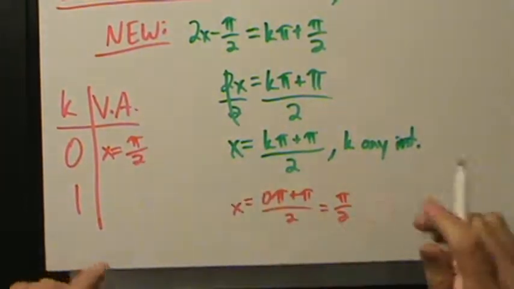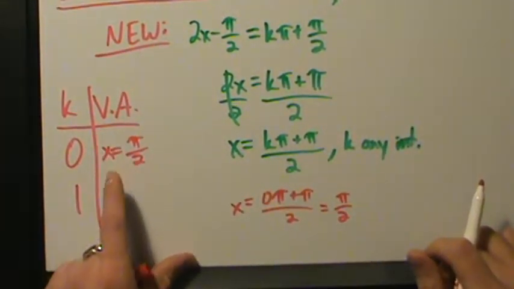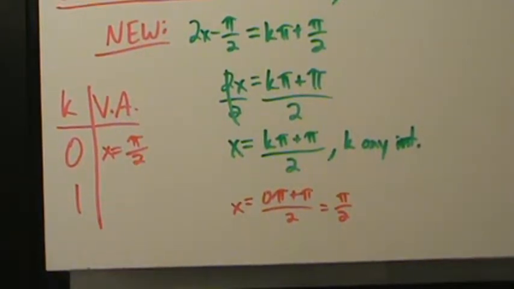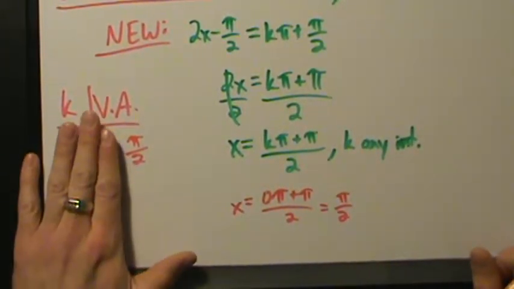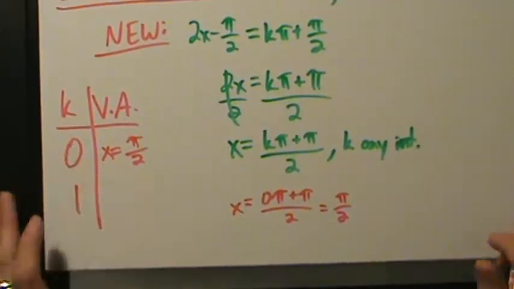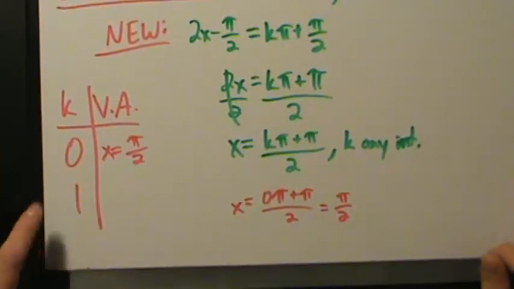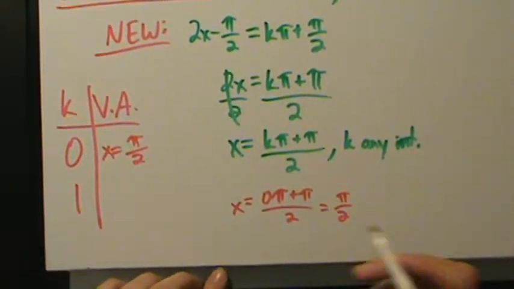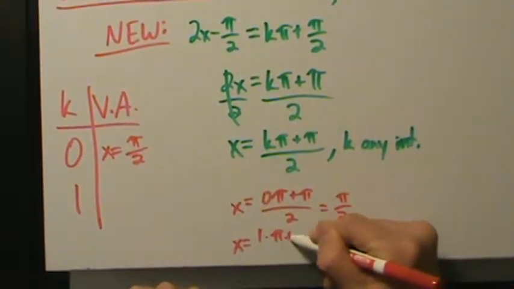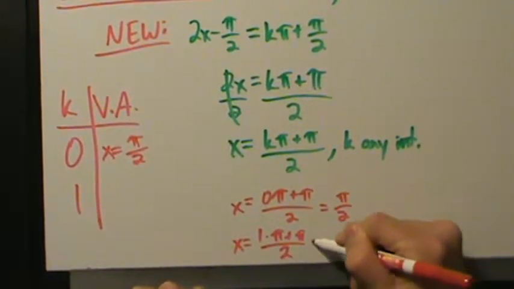And again, we mentioned it in all those videos, VA is an equation of a vertical asymptote, a vertical line, so it has to be x equals pi over 2. So just be careful about that. It's not quite right to just say pi over 2, because you're talking about a vertical line, so we have to express this as an equation of a vertical line. So that's if k is 0. What if k is 1? If k is 1, then x equals 1 times pi plus pi all over 2.